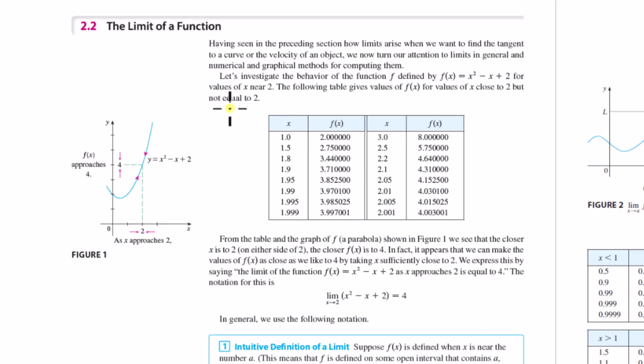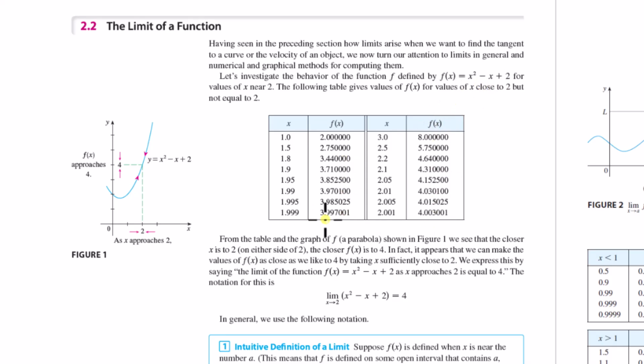Okay, so the following table gives values of f of x for x close to 2 but not equal to 2. So once again, we're thinking about taking a calculator and plugging in values of x, values of the input that are closer and closer and closer to the limit value we're analyzing and evaluating the outputs. So they plug in values of x closer and closer and closer to 2 coming from below and coming from above. That's the input, and they calculate the corresponding output of the function.